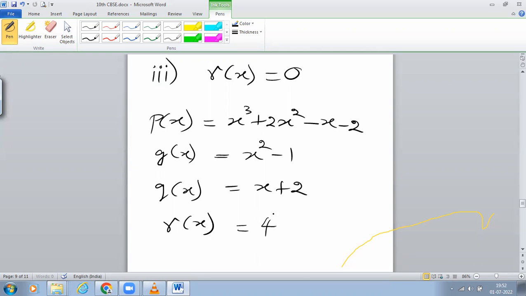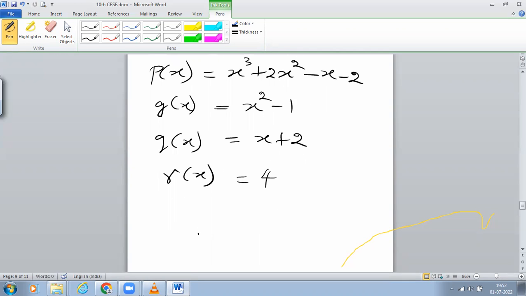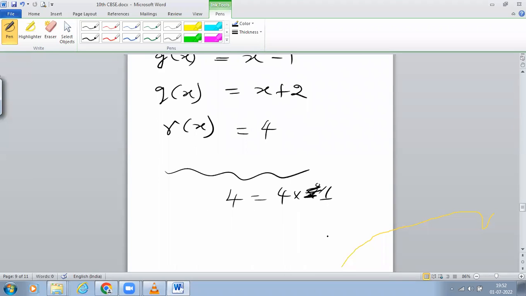For any constant polynomial, the degree is 0. Do you know why it is degree 0? Listen, this is an extra. 4 can be expressed as 4 times x to the power 0, because 4 can be expressed as 4 into 1. 4 and 4 into 1 are both the same, right? Is it correct? Yes, sir.